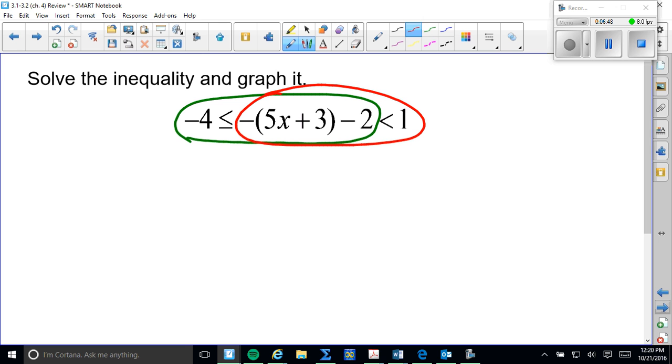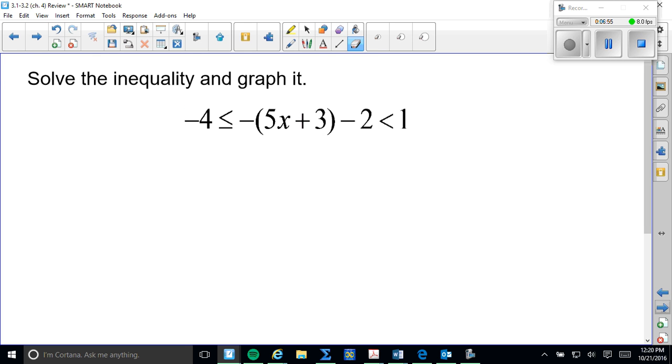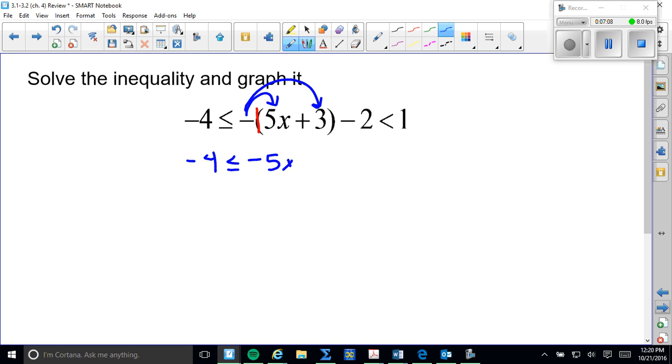Alright, first I'm going to show you how to solve it if we just straight solve it. So the first thing we need to do is distribute our negative. You can pretend like there's a -1 right there. So if we distribute our negative, we're given -5x minus 3 minus 2, which is less than 1. Remember, we need to combine our like terms. -3 minus 2 is -5.